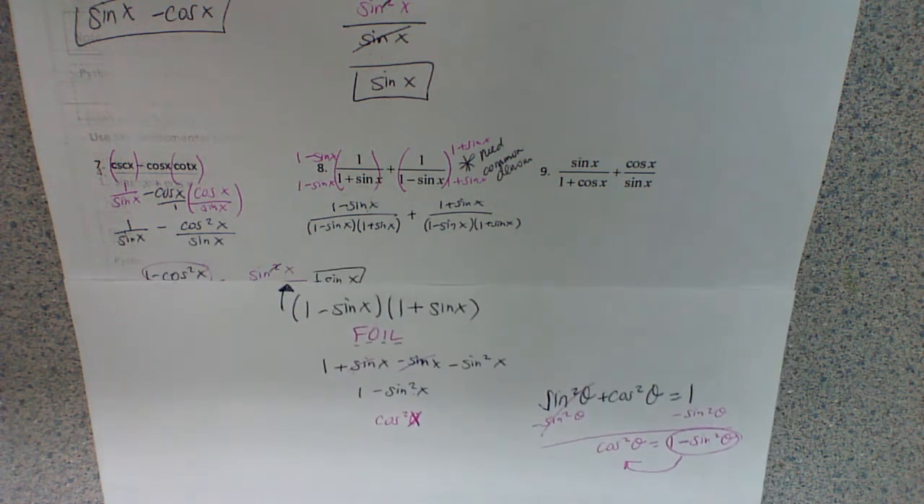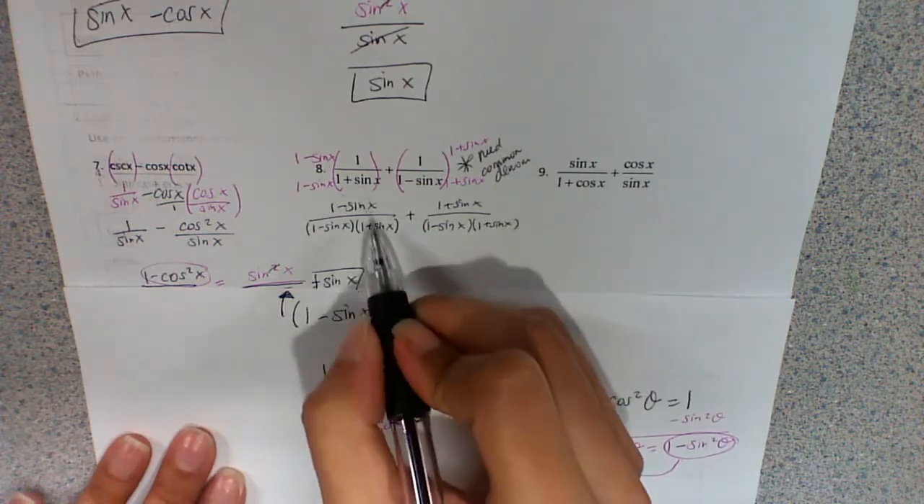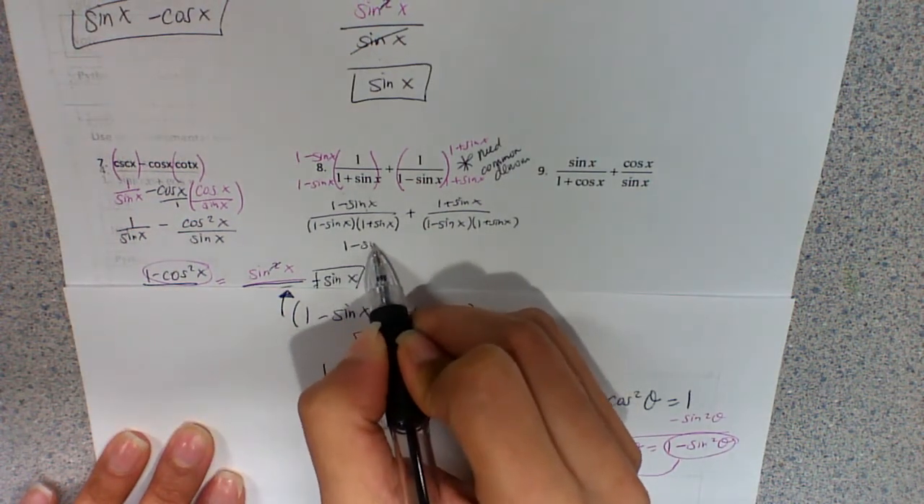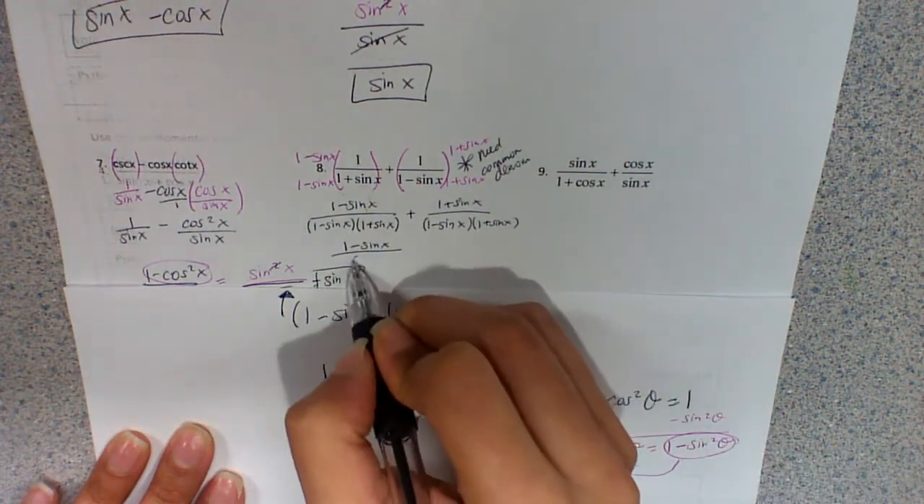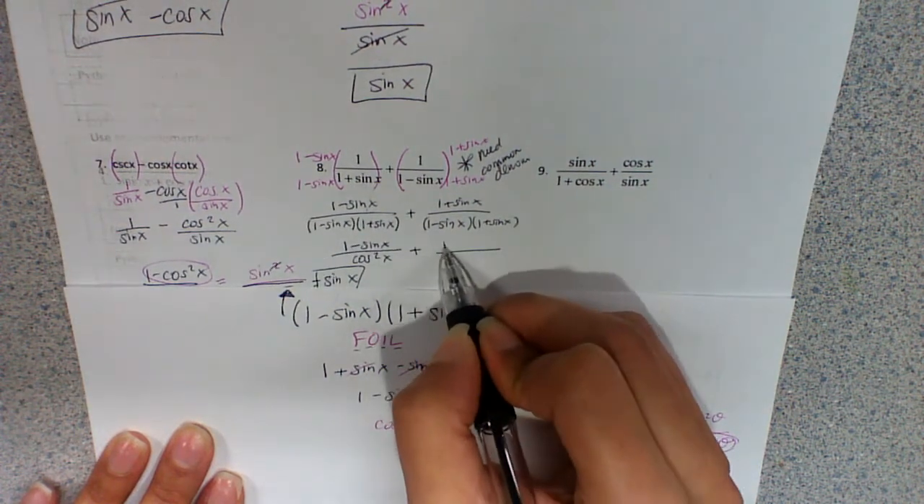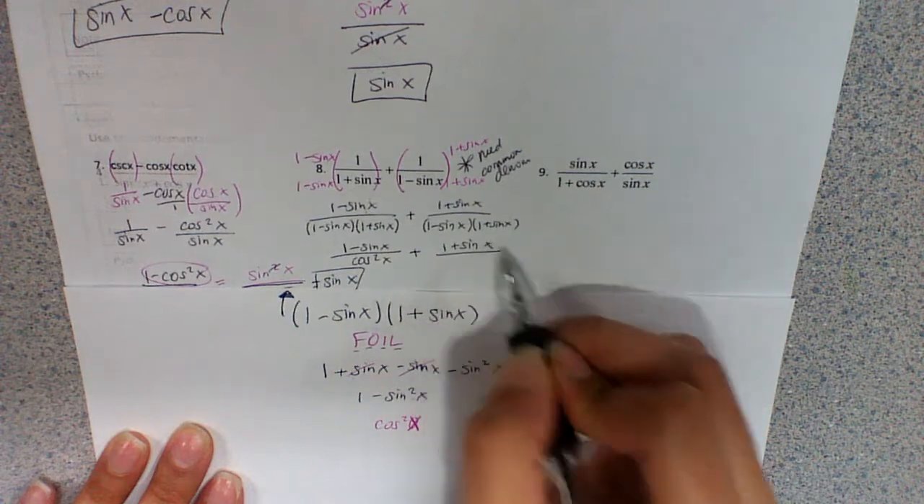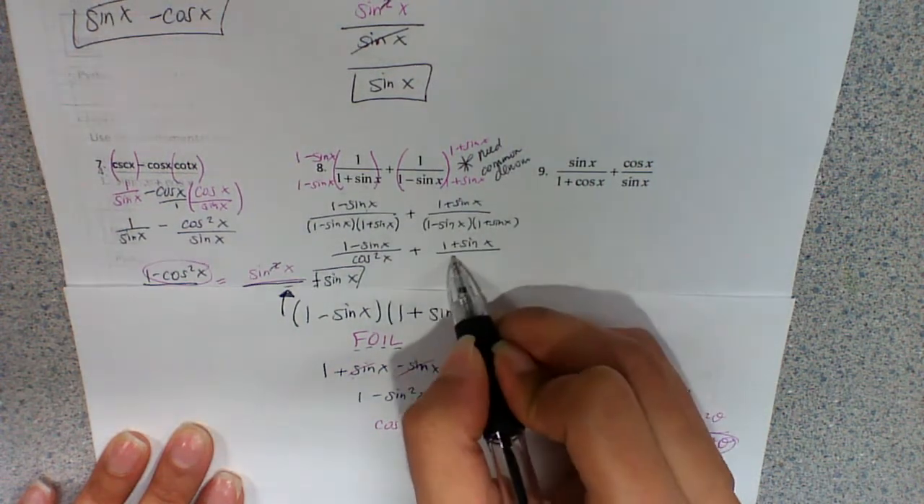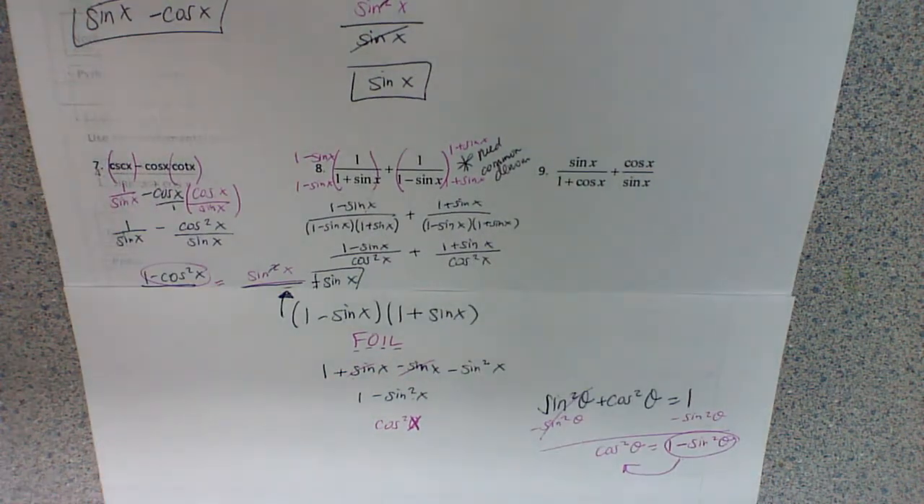So let me transfer that to my paper here. I have this first fraction, 1 minus sine of x over cos squared of x, plus my second fraction, 1 plus sine of x, and at the bottom we simplify that also to cos squared of x.